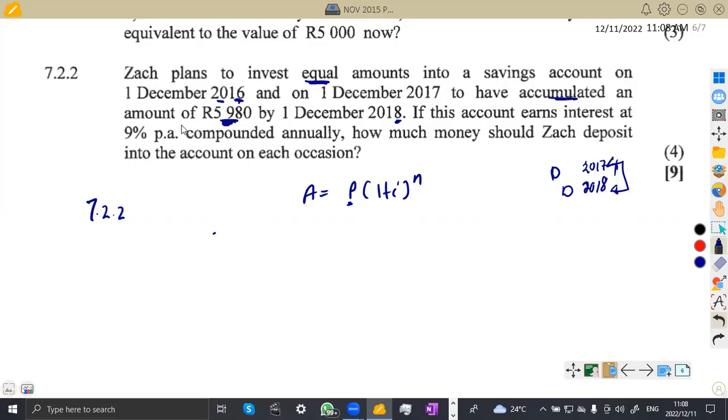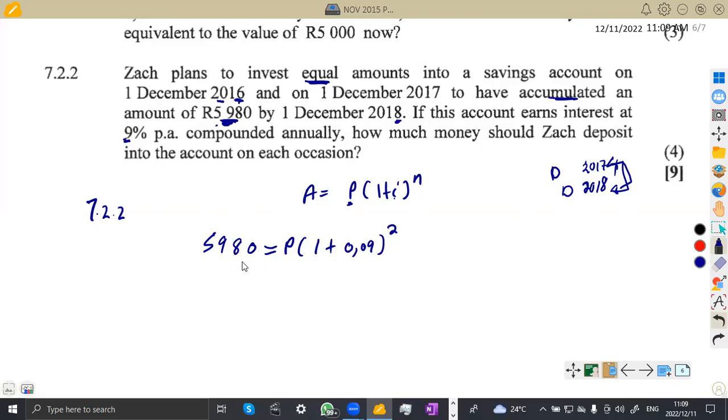It has accumulated an amount of 5,980, equal to the first deposit, which we do not know. So you can say, let P be equal to X, or you can just leave it as P. We do not know the initial amount, but we are given the interest rate for that amount, which is 9%. 9 over 100, guys, that's 0.09 to the exponent. Now, let's start. The first one, for 2016, is going to cover 2 years, so it's going to be to the exponent of 2.